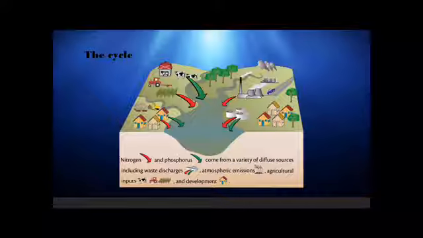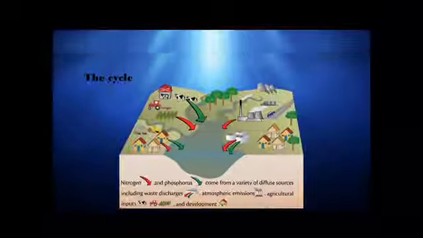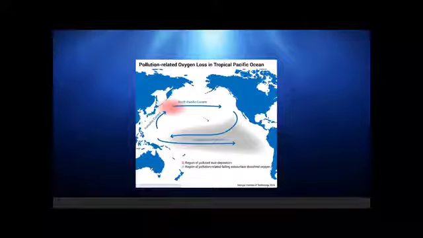Here we have again our main sources that, as we said, they come from animals, crops, and municipal sewage. As we can see, this is a closed cycle because it only has inputs, so there's no way that the nitrogen or phosphorus is going out of the water. In this picture, we can see the pollution related with dissolved oxygen in the Pacific Ocean, and we can see how the currents affect it.